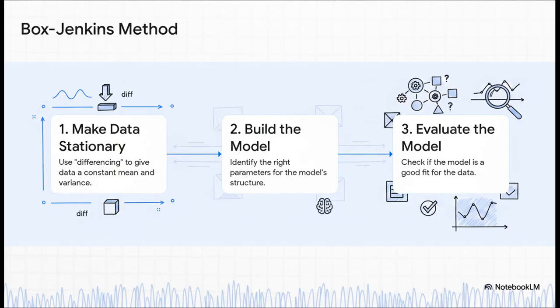Now, I know ARIMA can sound super intimidating, but the process for building one, called the Box-Jenkins method, is actually very methodical. It's a logical, step-by-step process. First, you stabilize the data. Then, you identify the right model structure. And finally, you check your work to make sure the model is actually a good fit.